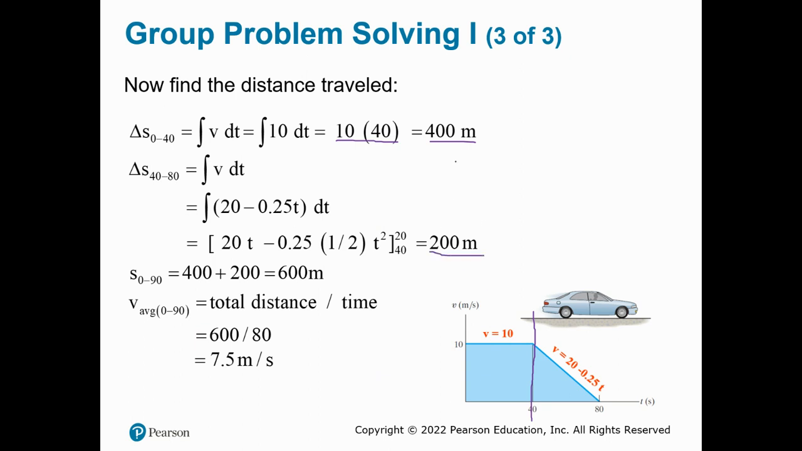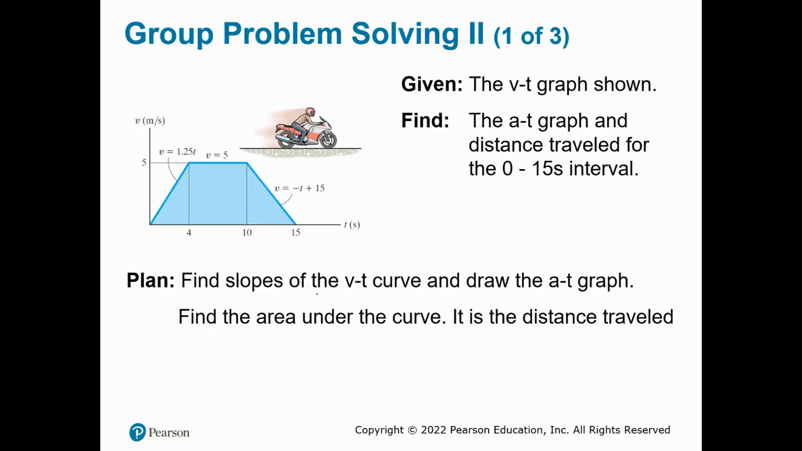Now adding these two together, 400 meters plus 200 meters gives me 600 meters. Total distance will be 600 meters, and then divided by the total time. It took the vehicle 80 seconds total to complete these 600 meters. And so the average velocity will be 7.5 meters per second. Okay, so that is the total distance and the average velocity.